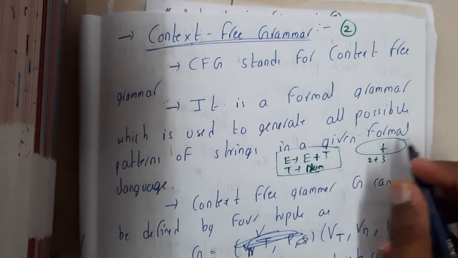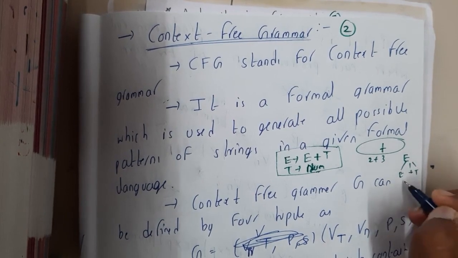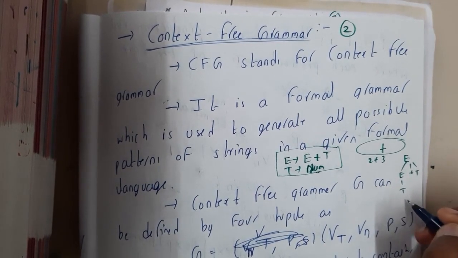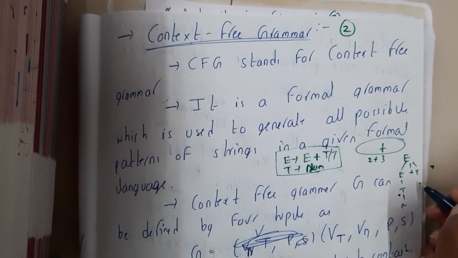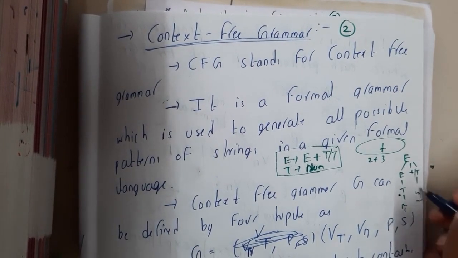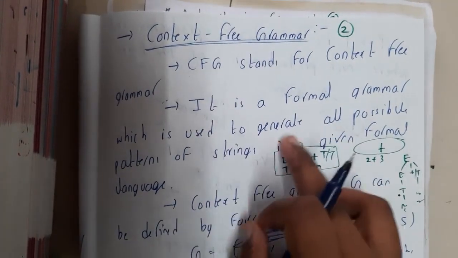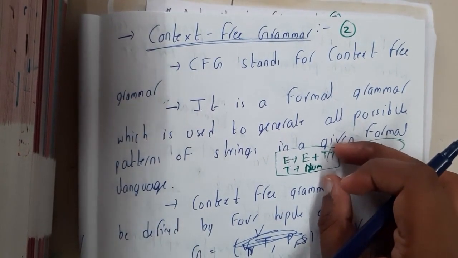So 2 plus 3. Initially you start at E and move on to E plus T, and from E you move on to T, and from T you go to number. Similarly from T you move directly to number. In that way you reach 2 plus 3. These statements are nothing but the grammar rules, or production rules. They are popularly called production rules.